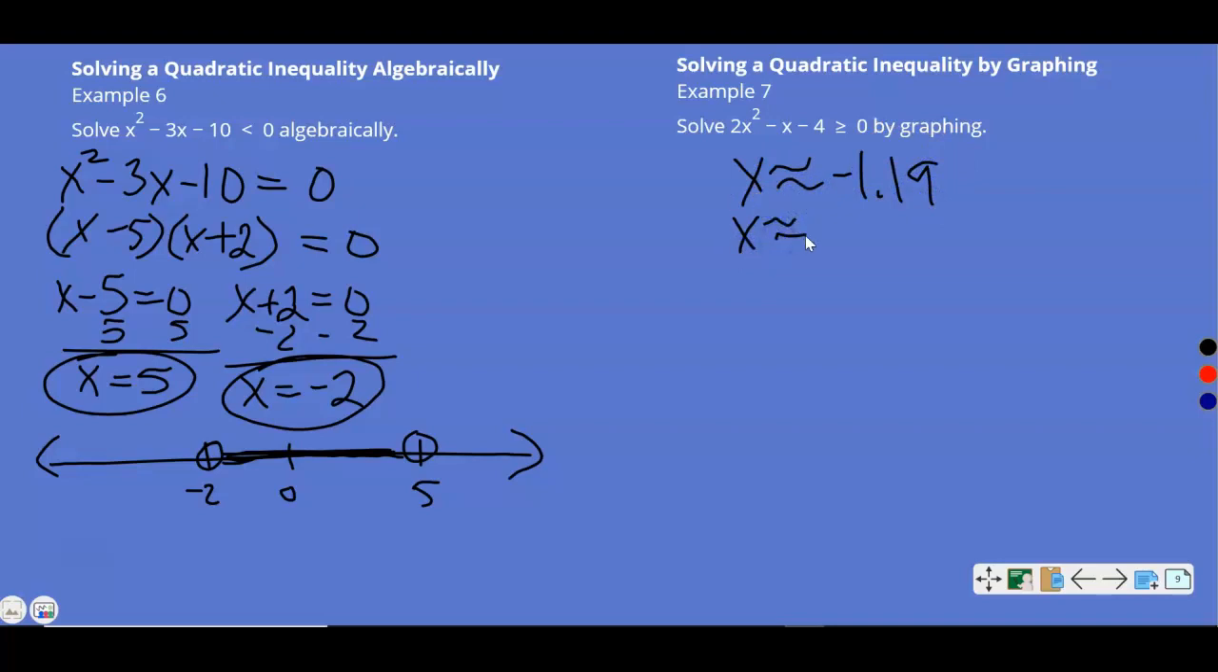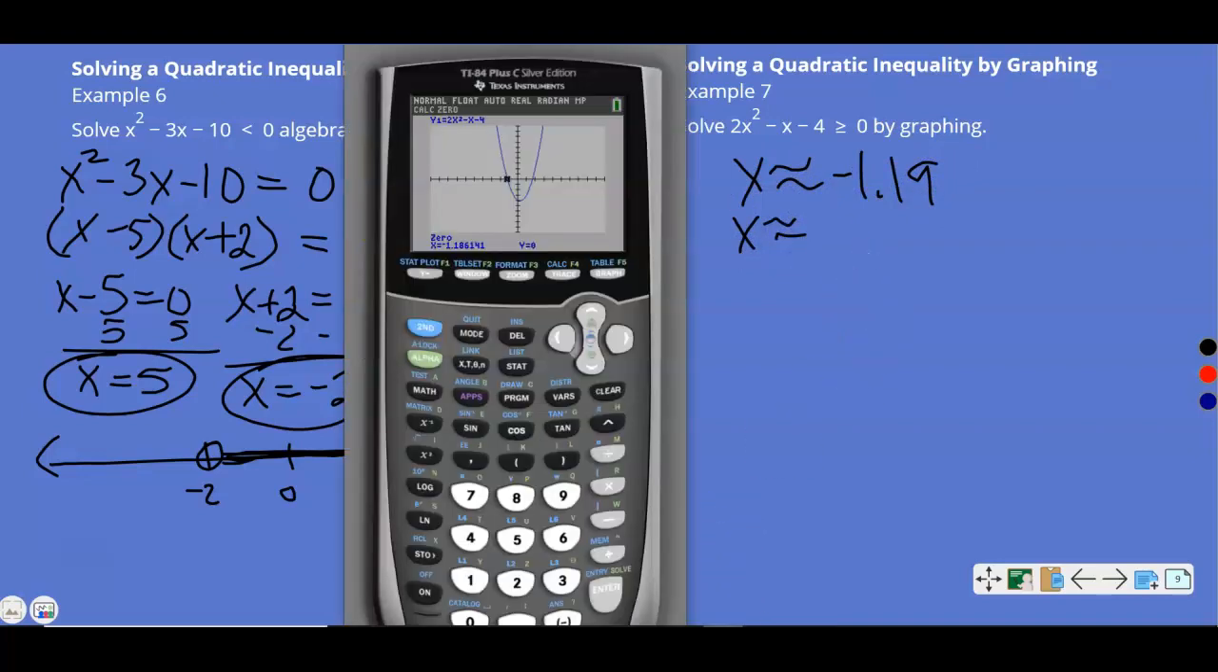All right, let's see what the other 0 is. We're going to do the same thing. We're going to do second trace, number 2 for 0. This time, we want to find the 0 on the right. Again, the 0 is where it crosses the x-axis. I'm going to hit enter on the right side of it, and I'm going to click enter again on the left side of it. And this one says about 1.69.